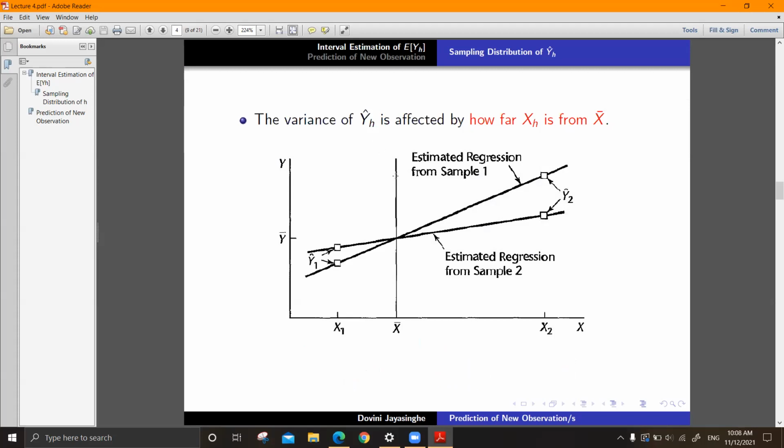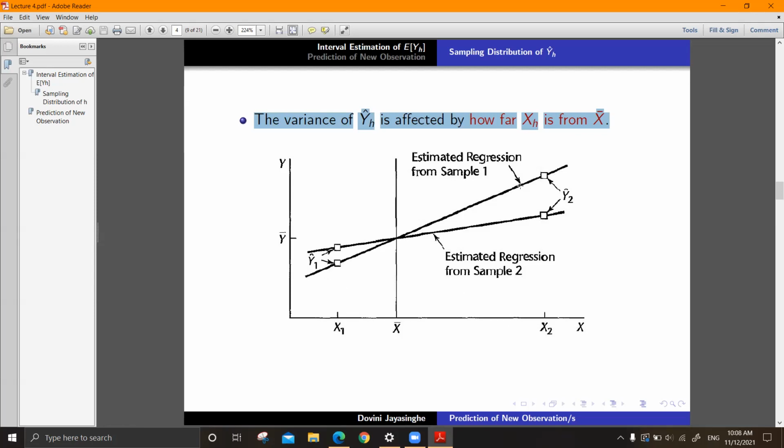The variance of, did I skip a slide? No. The variance of yh hat is affected by how far xh is from x bar. What does this mean? Assume you have observations from x1 up to some xk value, right? So this is x1, x2, x3, x4, likewise up to k. Just for the moment, consider just two observations. You have two observations in your data set for the moment, right? x1 and x2.